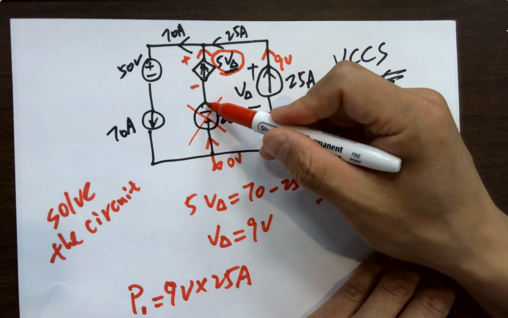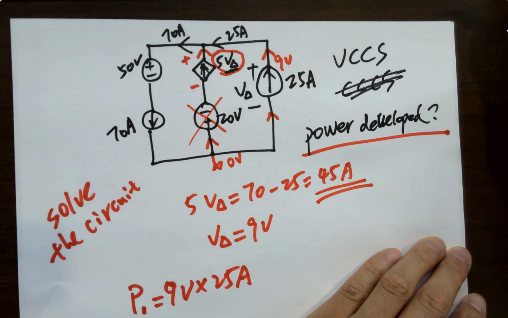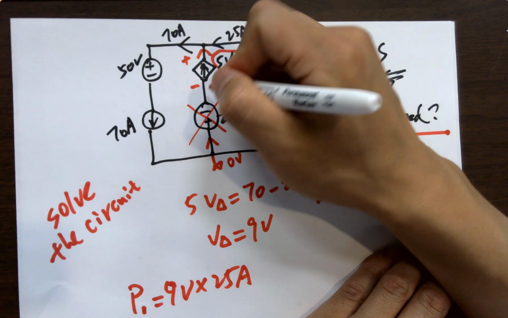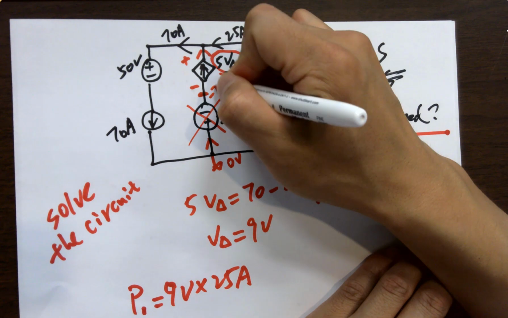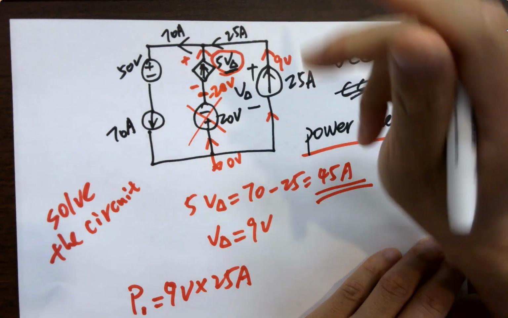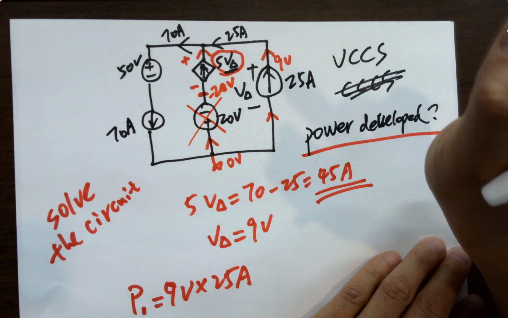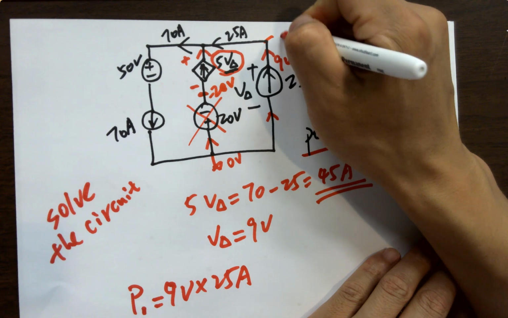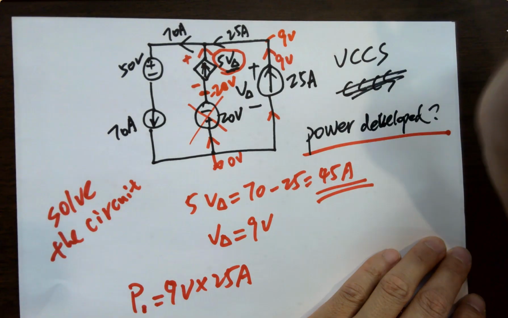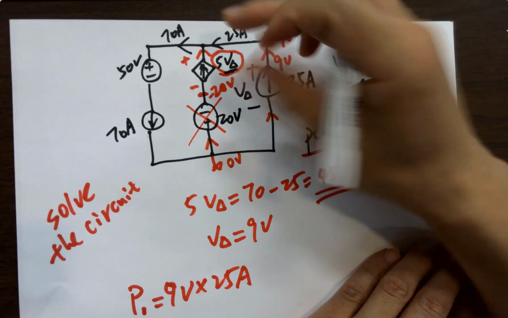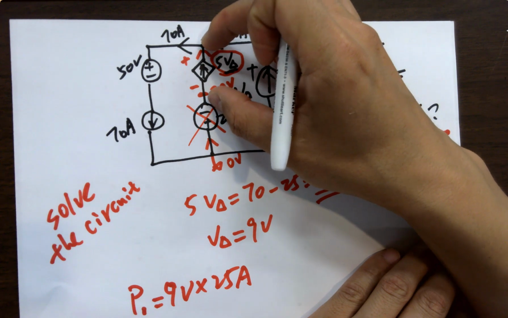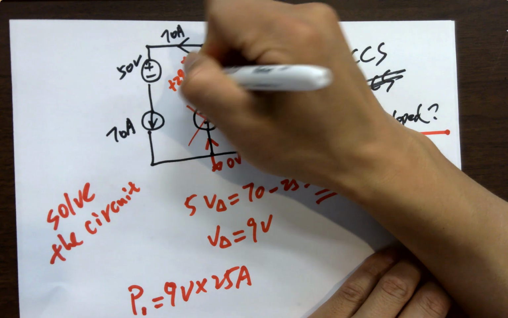From plus to minus, it's going to be decreased by 20 volts. So you have 0 volts here, decreased by 20 volts. What's the voltage here? Negative 20 volts, right? Compared to where? Compared to ground. Compared to ground, negative 20 volts. What's the voltage here? 9 volts compared to ground. So what's the voltage across it? Positive 29 volts.